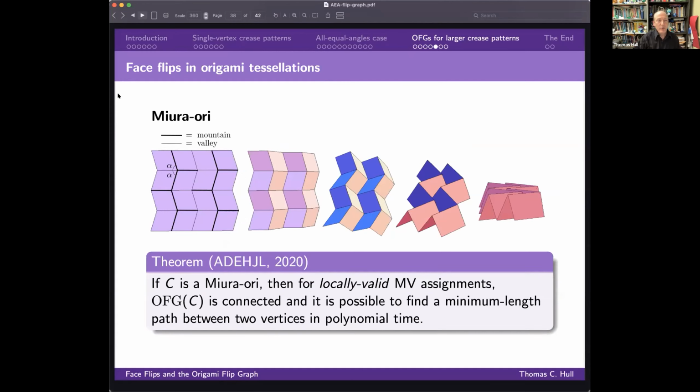The Miura Ori, that's a little bit more interesting. Here, we can also prove that the origami flip graph is connected, but it was much harder to do that, and also to prove that we can always find a minimum length path between two vertices in polynomial time. This took a little bit of work that David Epstein helped a lot with in turning this problem into a different graph problem that there already was a polynomial time algorithm for.